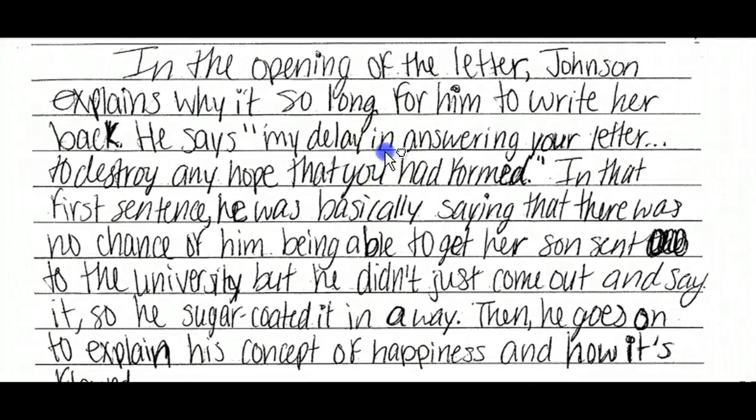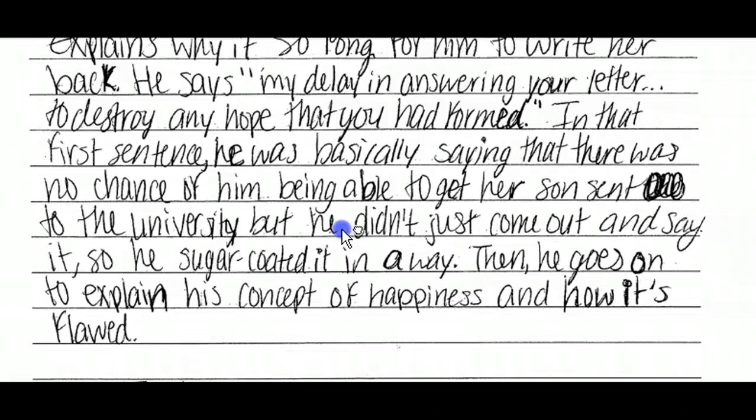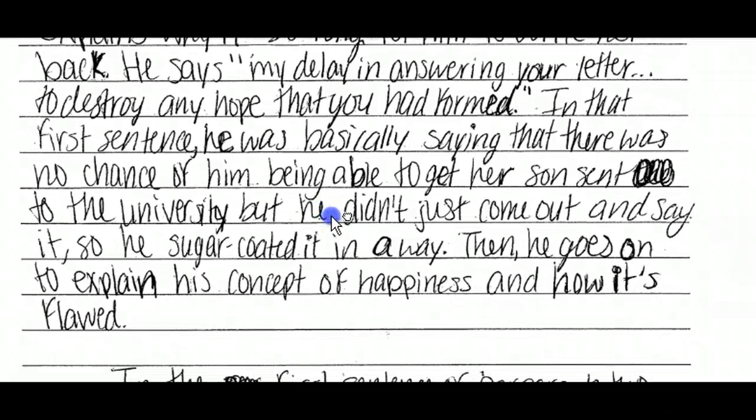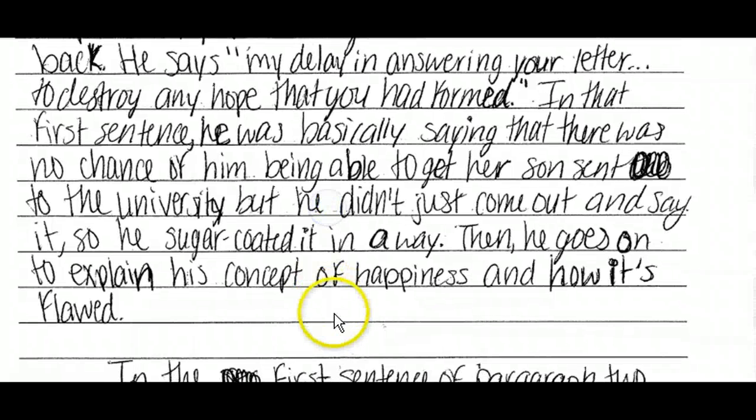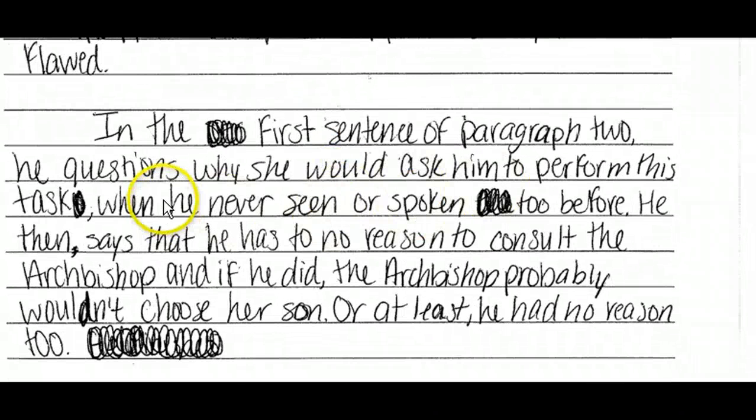It says, in the opening of the letter, Johnson explains why it is so long for him to write her back. He says, in my delay in answering your letter, to destroy any hope that you had formed. In that first sentence, he was basically saying that there was no chance of him being able to get her son sent to the university, but he didn't come out and say it, so he sugarcoated it in a way. Then he goes on to explain his concept of happiness and how it's flawed. In the first sentence of paragraph 2, he questions why she should ask him to perform this task when he never seen or spoken to before.